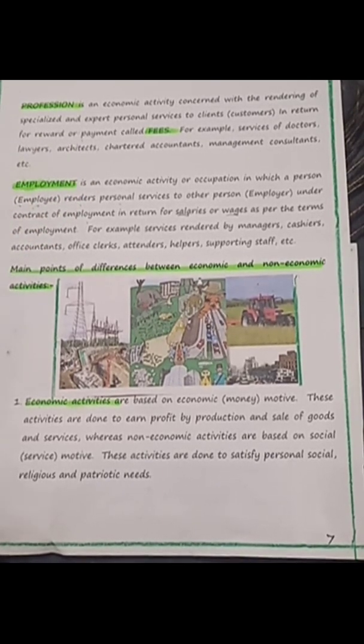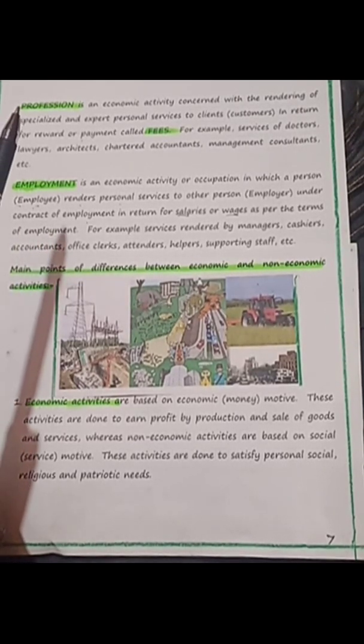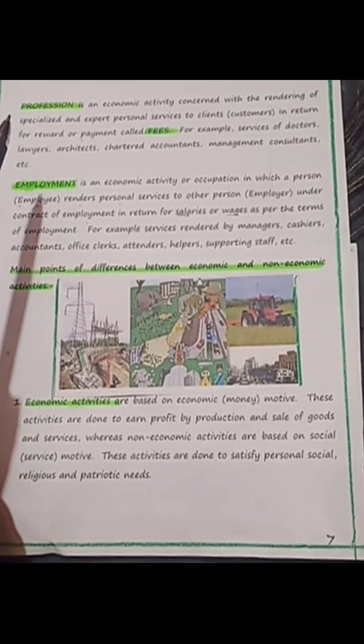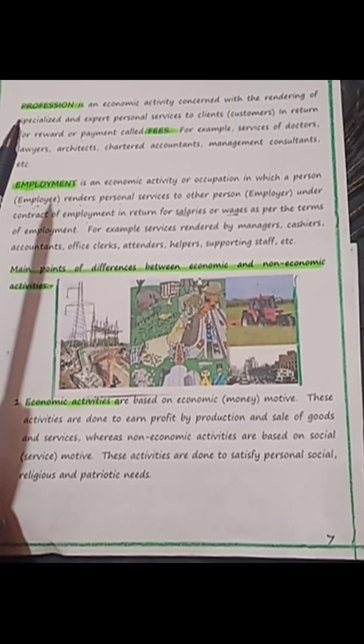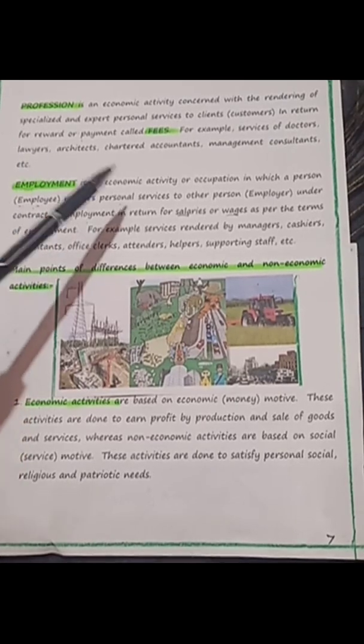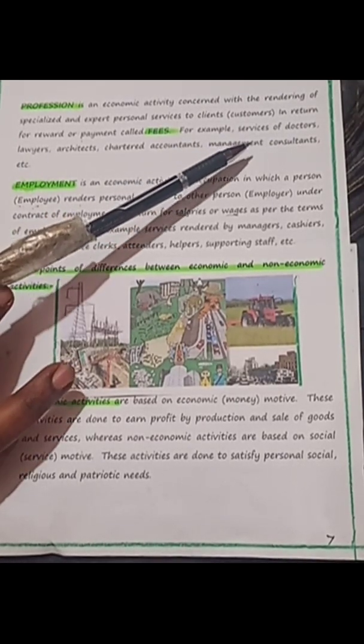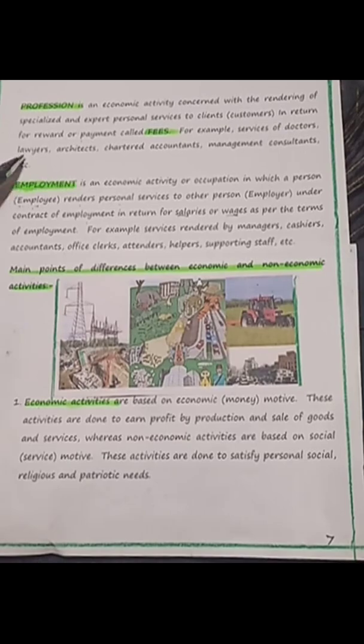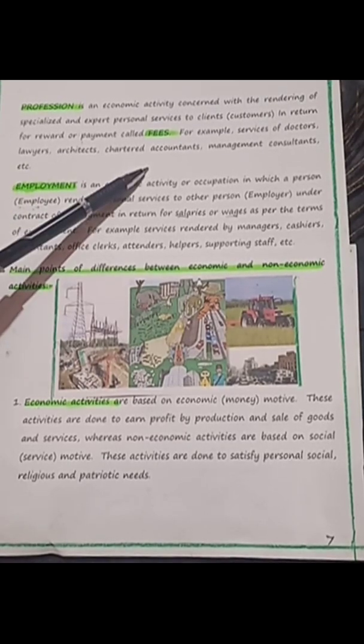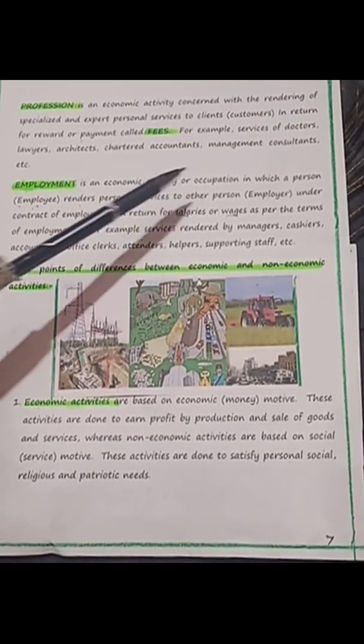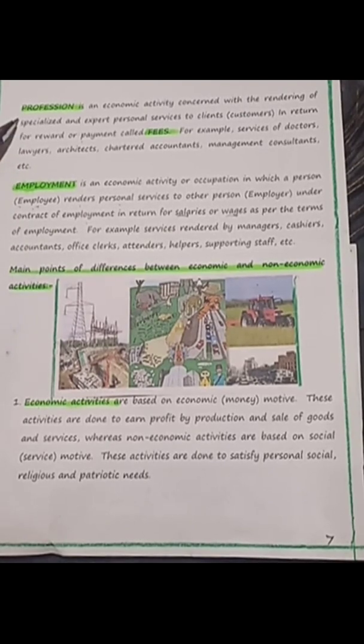Profession is also called occupation. Some people call it occupation, some call it practice. It can be doctor practicing, lawyer practicing, or vocation. For example, service of doctors, service of lawyers, architects, chartered accountants, engineers, management consultants, etc. all come under profession. Even teaching is considered to be a noble profession. So teachers also come under profession.